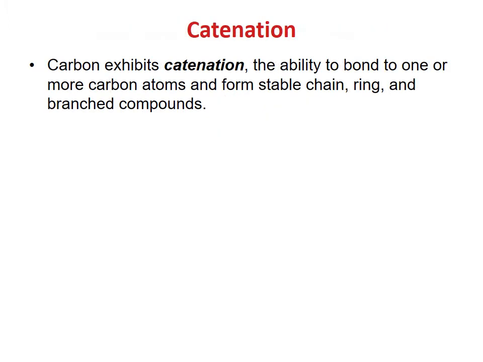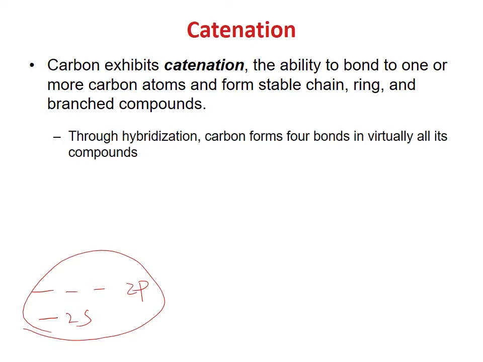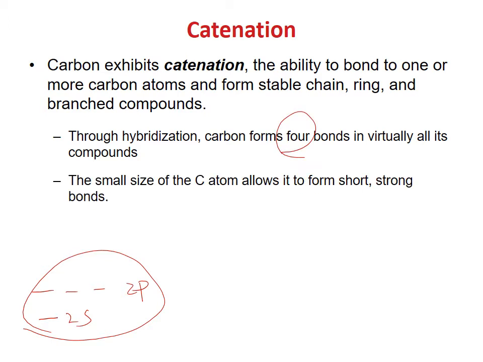By forming covalent bonds, carbon exhibits catenation, which is the ability to bond to 1 or more carbon atoms and form stable chain, ring, and branched compounds. Carbon has 4 valence electrons. These electrons are in the 2s orbital and 2p orbitals, and these orbitals hybridize to form 4 bonds in virtually all its compounds. The small size of the carbon atom allows it to form short, strong bonds.